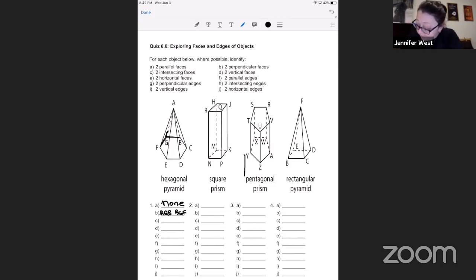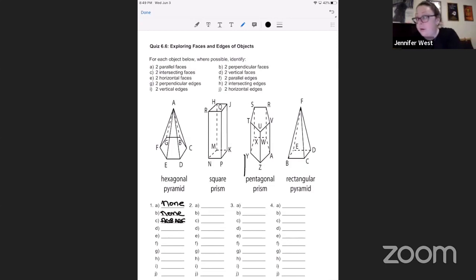Are there perpendicular faces? Yeah, those are perpendicular. No, so there are none. None of them are perpendicular. I'm sorry, I'm reading in the opposite order. Intersecting faces: AGB and AGF are the options.